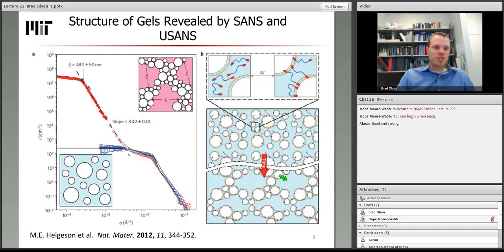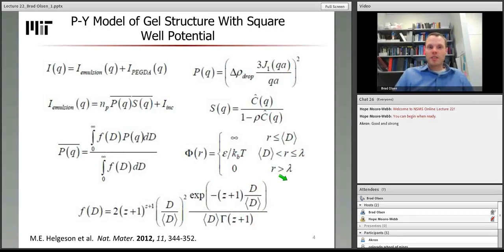So in order to do this, they develop a SANS model, similar to one of the models that we looked at last time, a Percus-Yevick model for capturing gel structure. So the overall scattering pattern can be characterized as containing 2 contributions. The scattering from the emulsion, which they denote I(Q) of the emulsion, and scattering from the PEG diacrylate. This is that polymer that they use to bridge between the different particles. And so, depending on contrast matching, you can eliminate or not eliminate either one of these scattering effects.